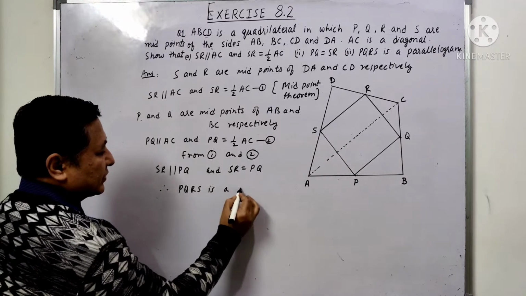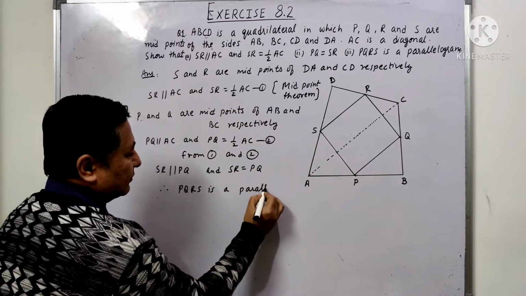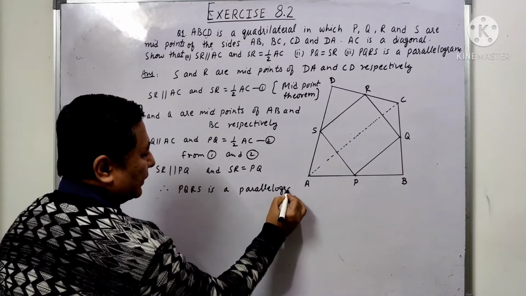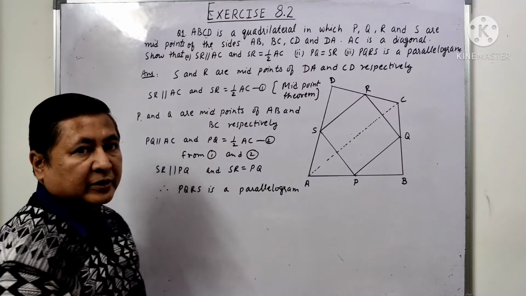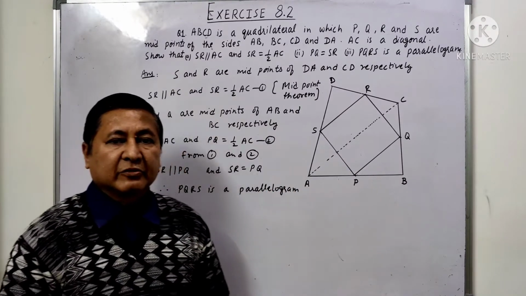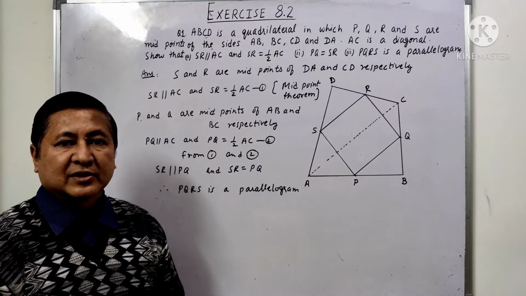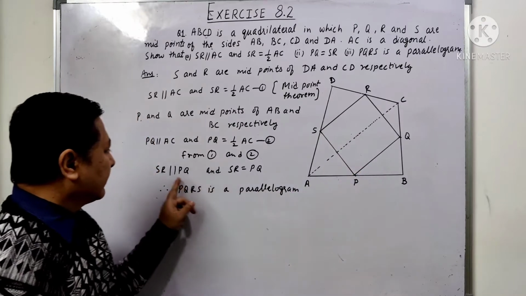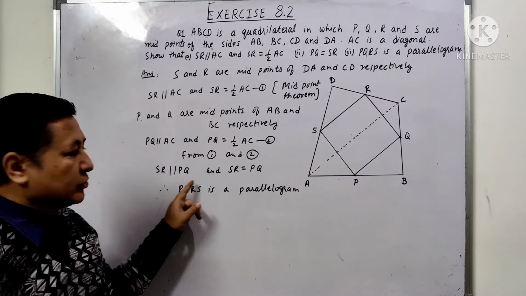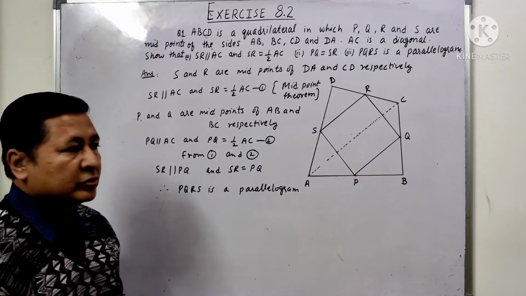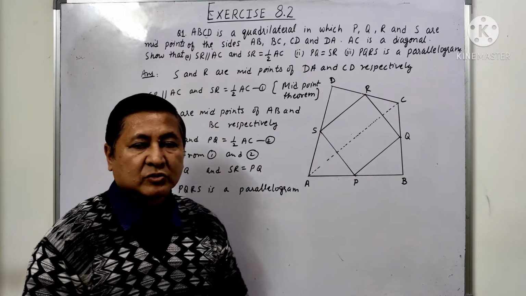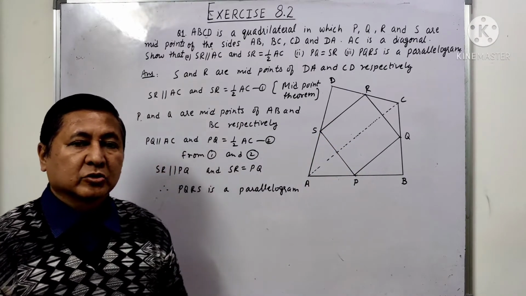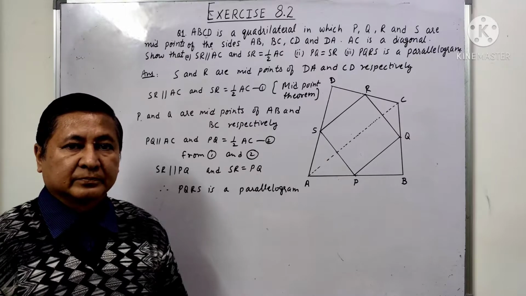PQRS is a parallelogram, and the reason will be that a quadrilateral is a parallelogram if a pair of opposite sides is parallel as well as equal. Here it is parallel and equal also, we have proved. SR is parallel to PQ and SR is equal to PQ. Since it is parallel as well as equal, therefore quadrilateral PQRS is a parallelogram.